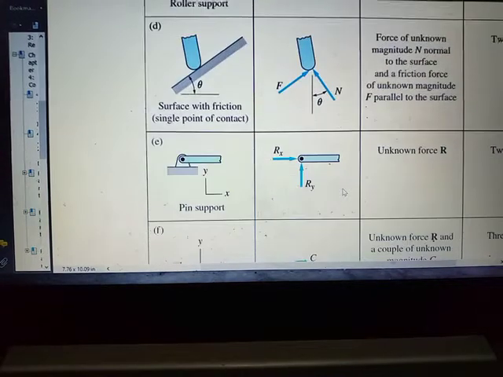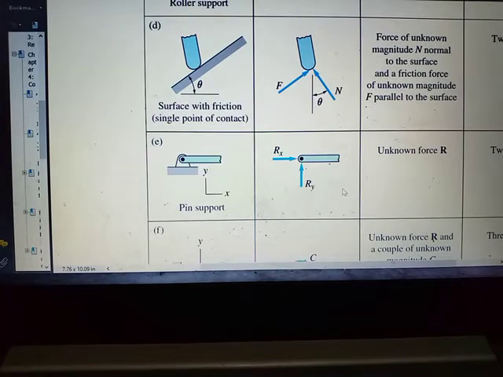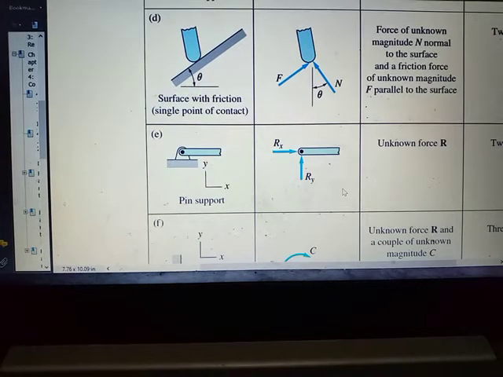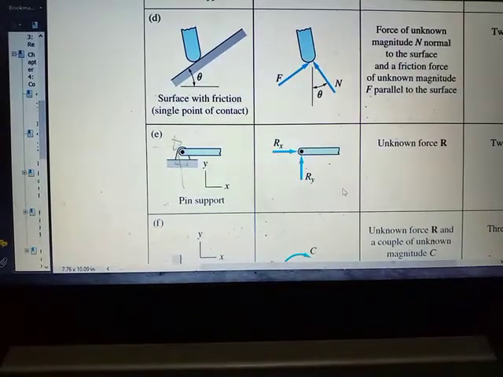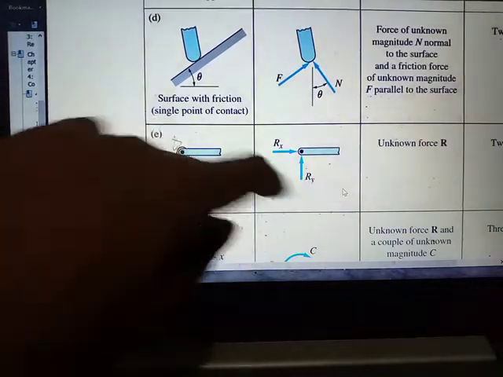Okay, so let's go. This is the pin support. When we say pin support, you have two reactions, regardless of the form of your support. Then you have an unknown force R. The other way around is you can just put F of X or F of Y. So you have two reactions there. When it's a pin support, there are two: a horizontal force and a vertical force.